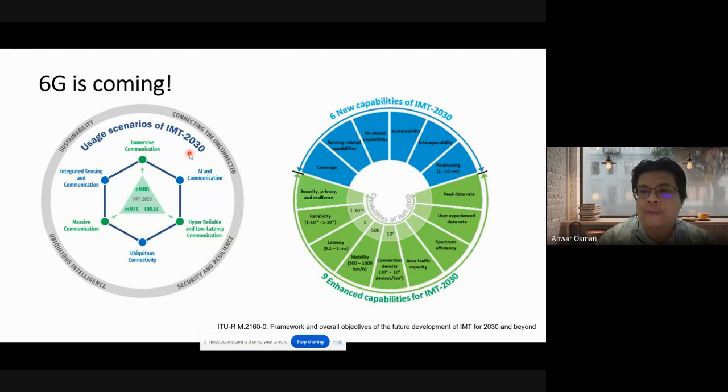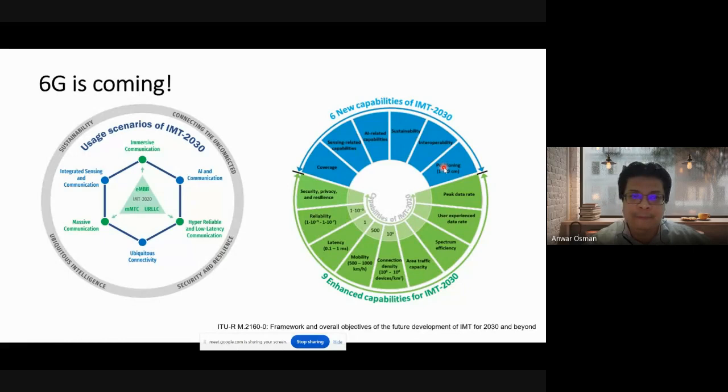And here are the new capabilities of 6G, as well as nine enhanced capabilities. Of course, we talk about AI nowadays, right? So it will be part of the 6G capability, as well as very accurate positioning, because in future you're going to have a lot of autonomous vehicles, a lot of drones, right? So we need to know the position of all these machines very accurately, right?